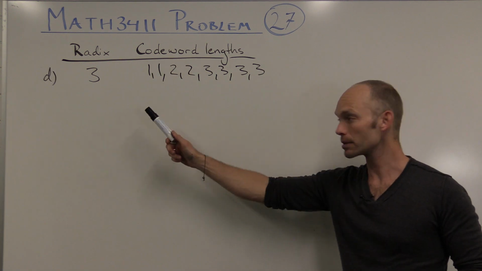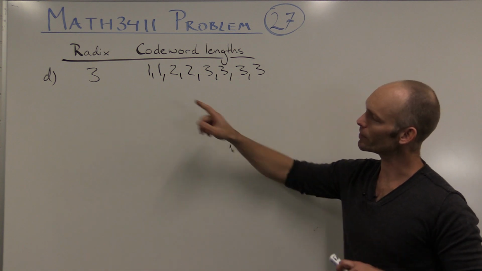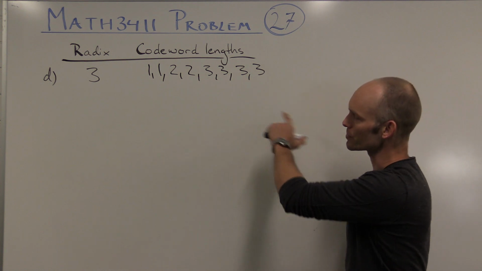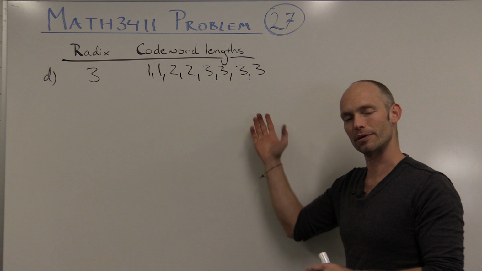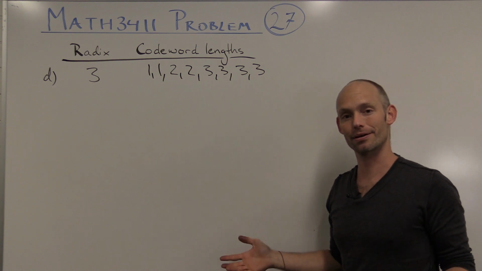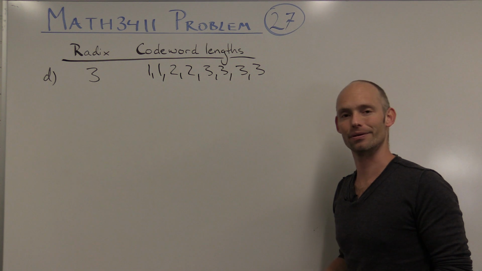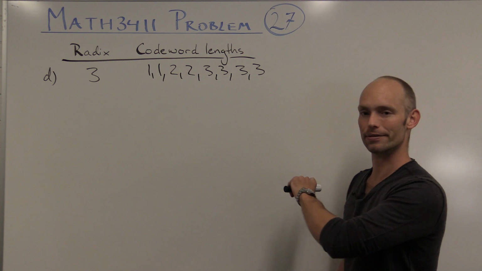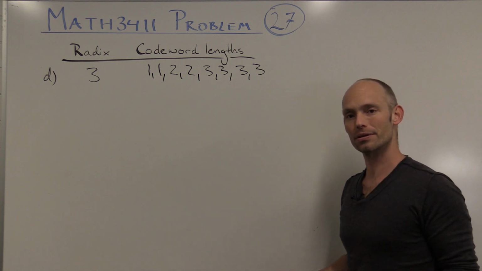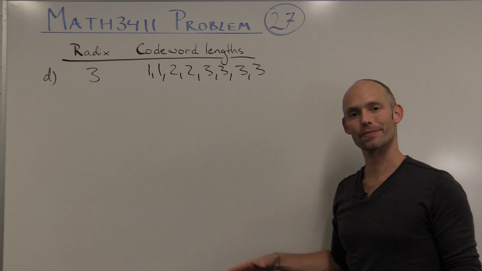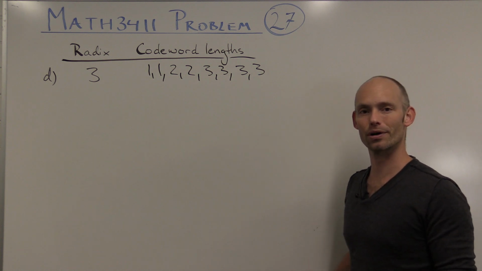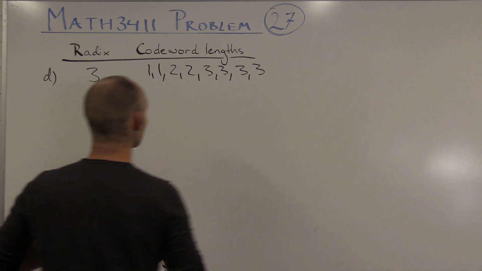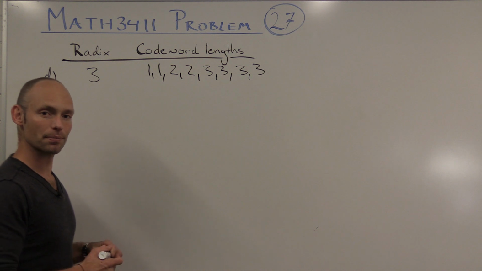Now in the final part, in part D, we're again looking at Radix 3 and we have some code word lengths. Now my guess is that we can't construct a code with these parameters, because in part C we had parameters for which we could construct a code. So I'd expect the answer to be, no, we can't construct it. So there are two ways of answering this. We could either try to construct it and see that it won't work, or use the Kraft-McMillan Theorem and quickly find it out algebraically. So let's first have a look at the Kraft-McMillan approach.